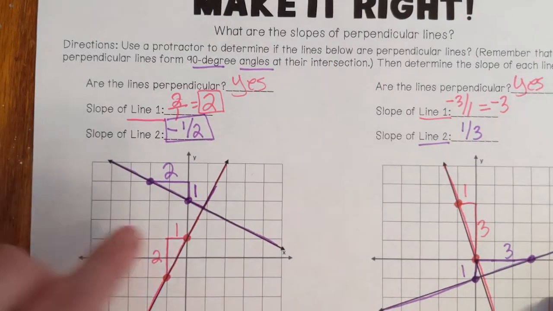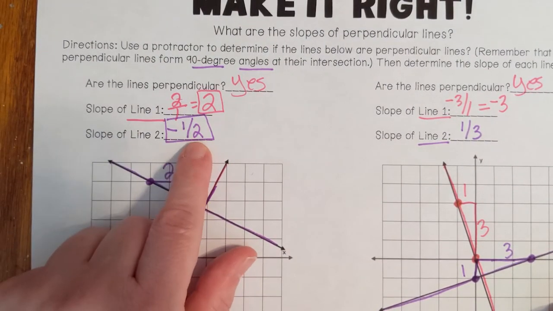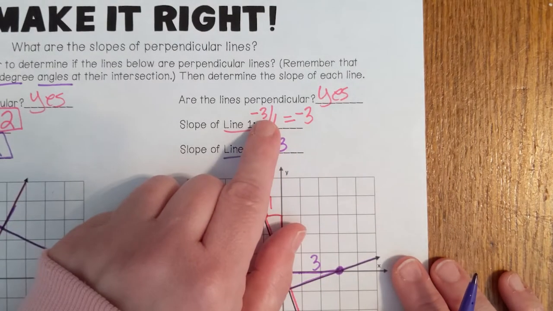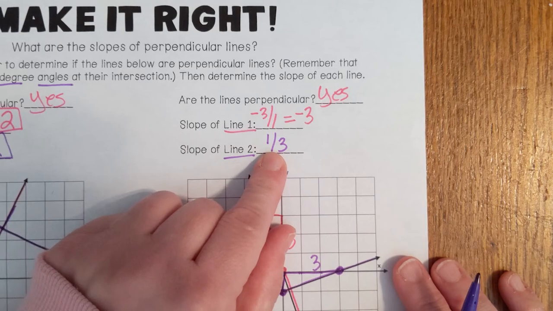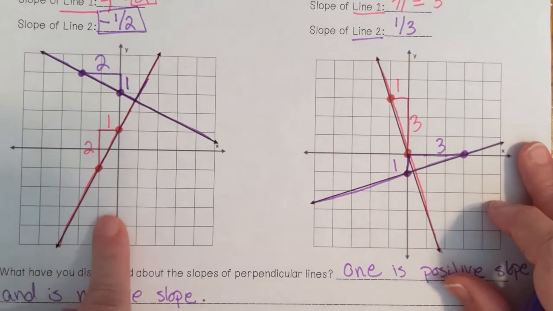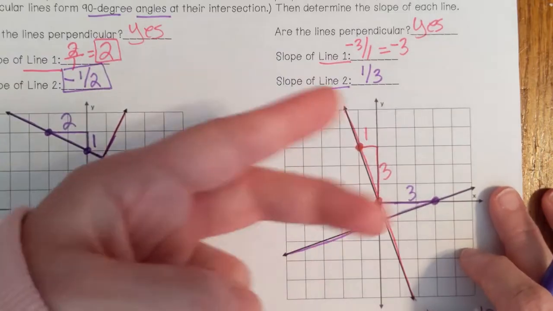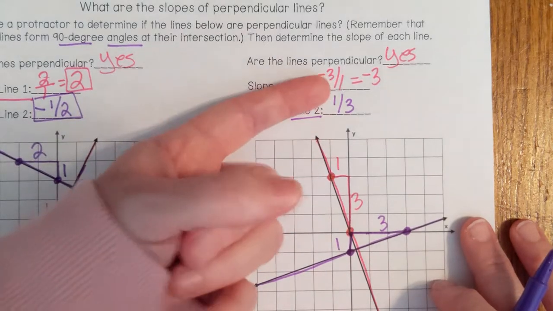And then I noticed that this is 2, or 2 over 1. This one became 1 over 2. This one was 3 over 1, and line 2 was 1 over 3. So I'm noticing, and that's what we said, our rise and runs were swapped. But that makes sense, right? That's the same thing, because rise is on top and run is on the bottom.